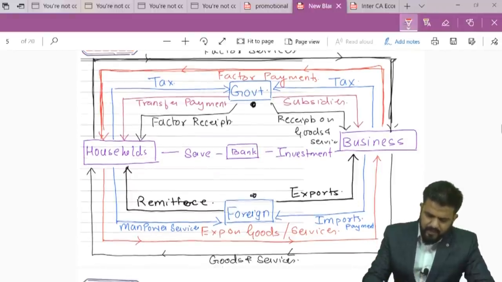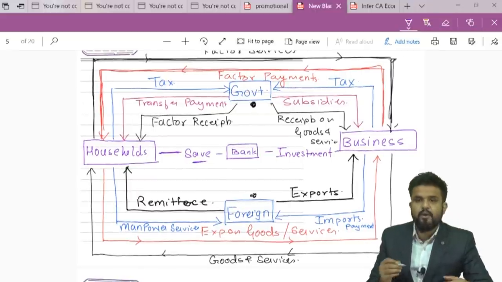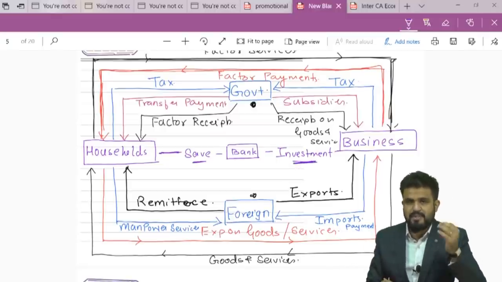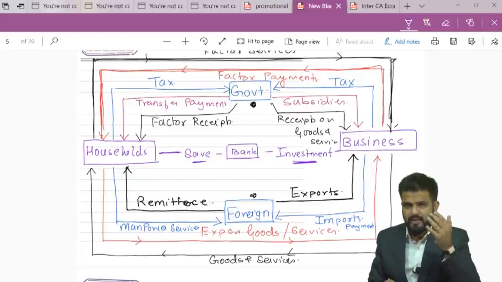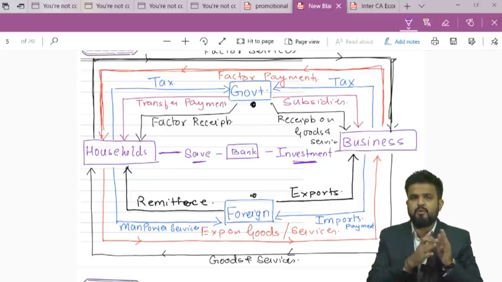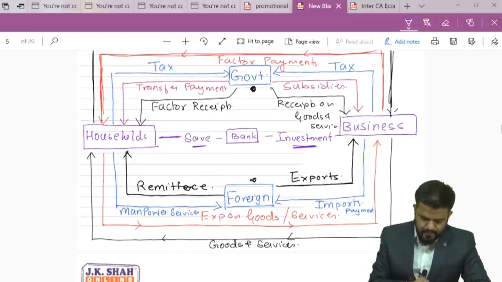Then some part of whatever income comes will be saved in the bank. What will the bank do? The bank will give loans to the corporates, to the businessmen. Ultimately, it will lead to investment. Now, if savings are greater than investment, I would say leakages are more than injections. And if investments are more than savings, I would say injections are more than leakages.